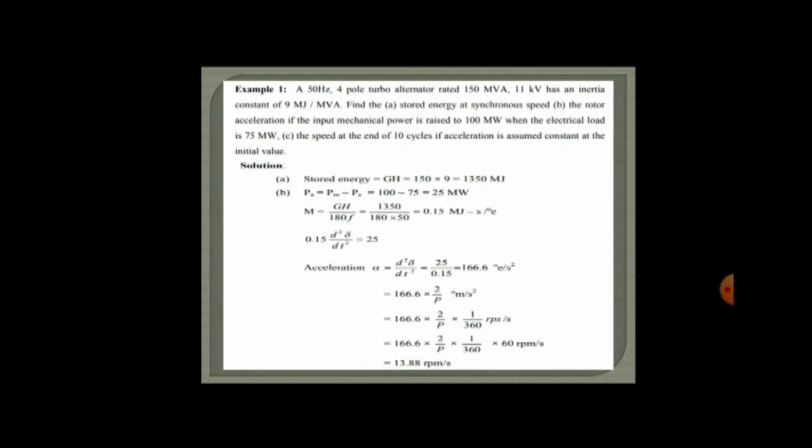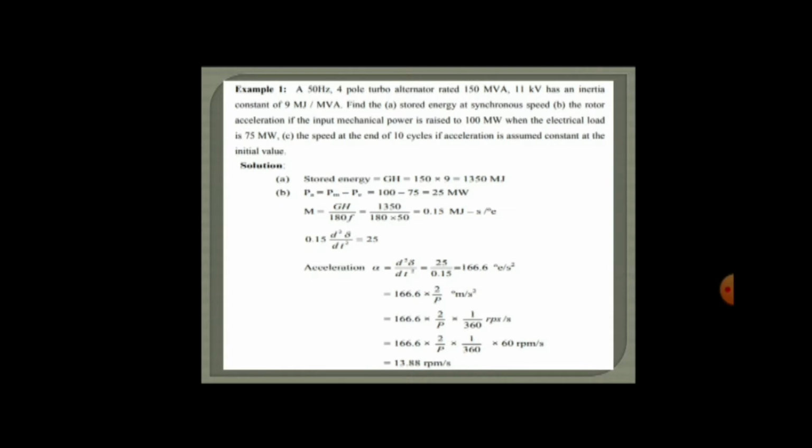11 kilovolts has an inertia constant of 9 megajoules per MVA. Inertia constant is capital H. H value is 9 megajoules per MVA. So find the A bit, stored energy at synchronous speed. So you have to find out what is the energy stored in the synchronous rotor actually. B bit, the rotor acceleration if the input mechanical power is raised to 100 megawatts when the electrical load is 75 megawatts.